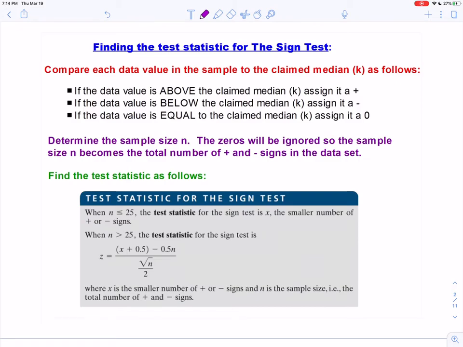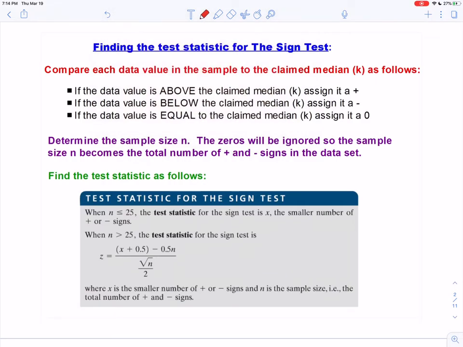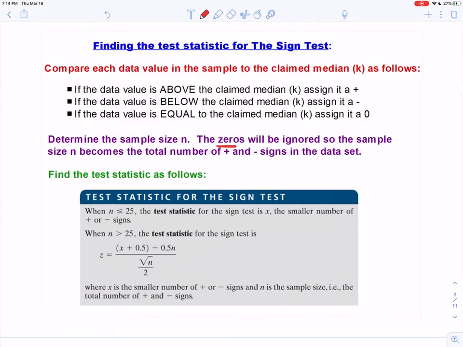And when we do that, a couple of things to note. Number one is that the zeros should be ignored. So anything that's equal to the claimed median is ignored, and that does affect the sample size. The other thing to note is that we always define x as the smaller number of plus or minus signs.